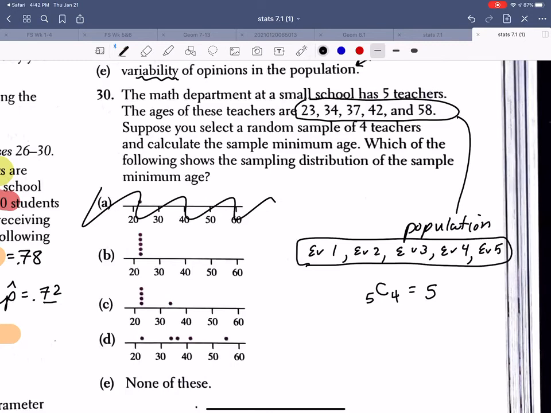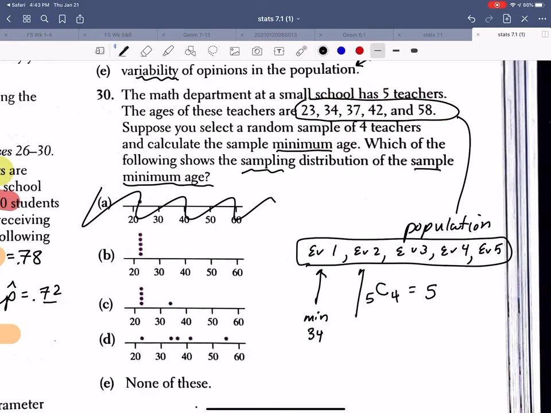These numbers are spread out, but hold on a minute. Let's actually calculate a couple of these. Suppose you select a random sample of 4 teachers and calculate a sample minimum age. Oh, that's different. Which of the following shows a sampling distribution of minimum ages? Okay. So in the first, I picked everybody but the first person. So the minimum age is 34. Meaning I picked these and the youngest person is this person, right?